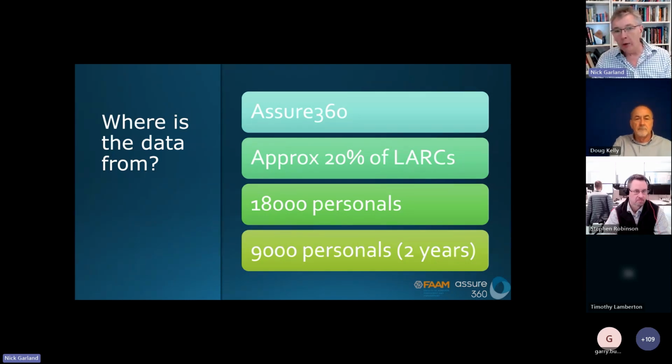Well, you probably are aware that I started some years ago now Assure 360, which is a database, an app system designed to help larks do all of the complicated things that we've been asking them to do for 20 years, and importantly, do it themselves so they can actually participate in the process, learn and become more expert in the whole exercise. There's 18,000 personals, roughly speaking, on the system, which is pretty much the best resource in the country, I would say, and potentially in Europe as well. In the last 2 years, we've got 9,000 personals, and that's where the data that we've just been looking at has come from.